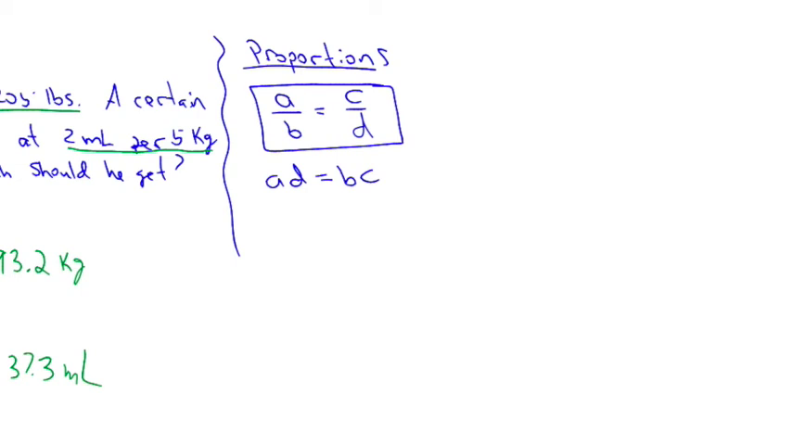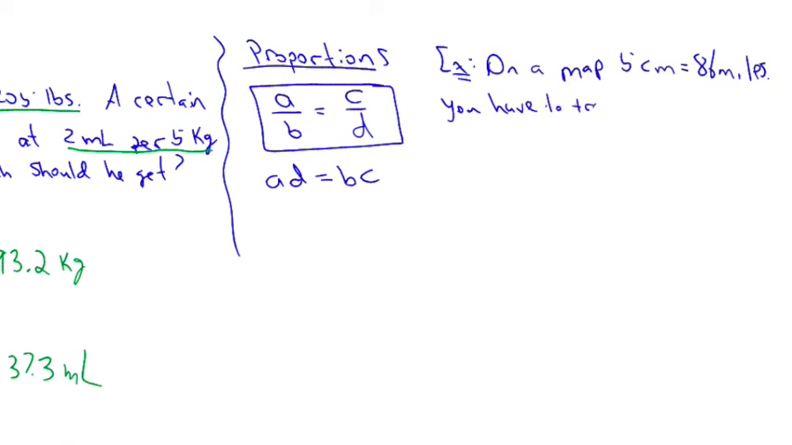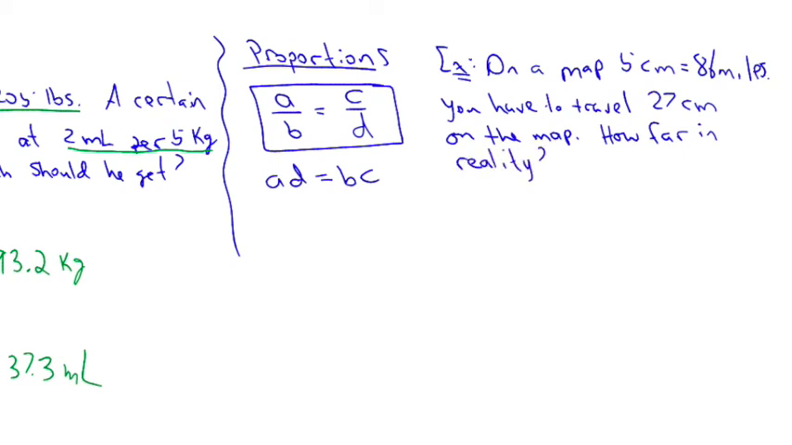All right, so for example, on a map, 5 centimeters equals 86 miles. You have to travel 27 centimeters on the map. How far in reality? In other words, if you're really going to make the trip from point A to point B, how far are you really going?